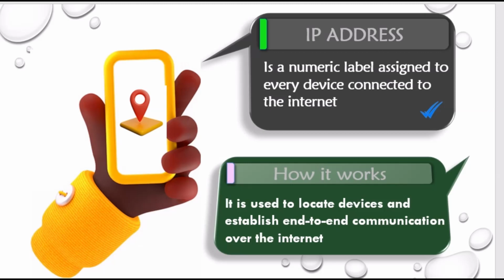So IP addresses are numerical labels assigned to every device that is connected to the internet. They are used to locate the devices and establish the end-to-end communication over the internet. This means each device or node or the end devices in the network or in the internet must have an IP address to enable them to communicate and share resources.